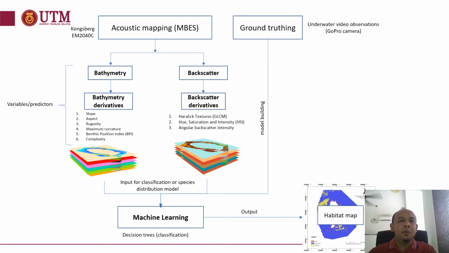In this study, we propose a method to combine the hydroacoustic technique, which is the multibeam echosounder, the ground truthing data, and also the machine learning technique, so that we can use the integration of these three tools to get full coverage habitat maps of one specific marine park.